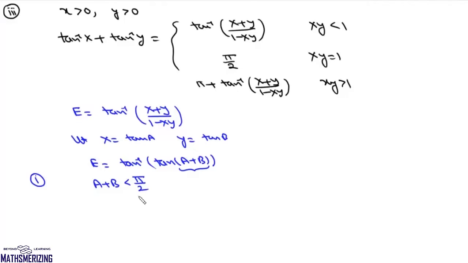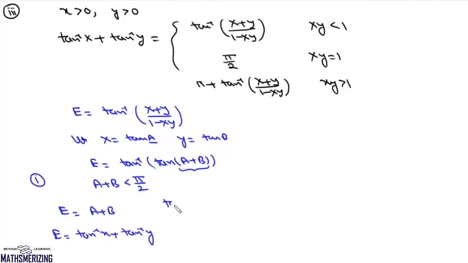So if a plus b is less than pi by 2, in that case tan inverse and tan will cancel. So we'll get this E as a plus b. Now a is tan inverse x and b is tan inverse y. So we'll get this E as tan inverse of x plus tan inverse of y, provided a plus b is less than pi by 2.